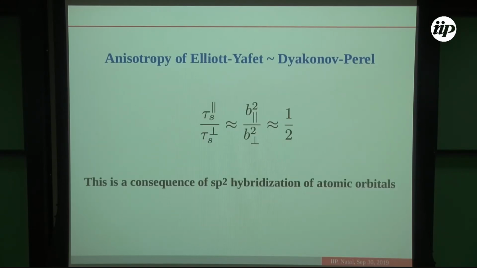And now what we can say is that the anisotropy which I showed you, this b squared parallel to the lattice versus perpendicular to the lattice being close to 1/2, is a consequence of the sp2 hybridization of graphene orbitals. If there were coupling between px and pz and py and pz, we would not observe this 1/2 ratio.